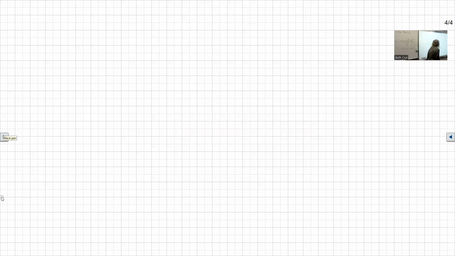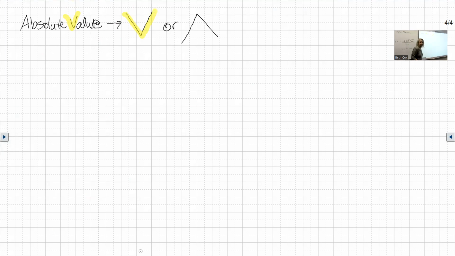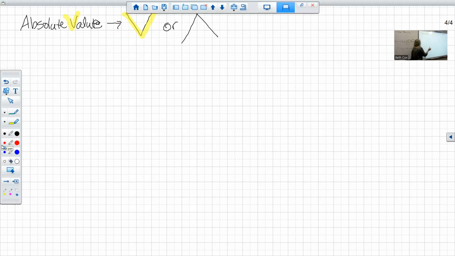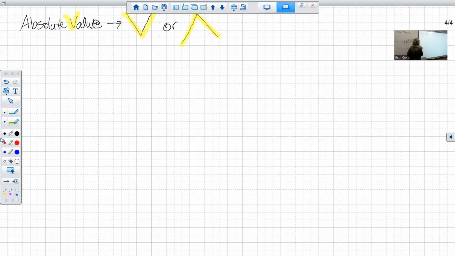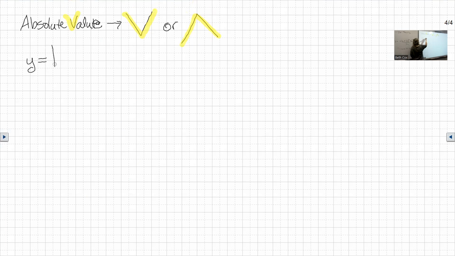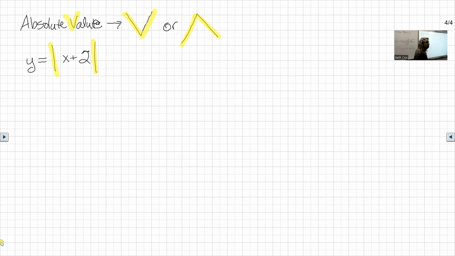All right, what else is this? Absolute value. Absolute value is a V. And it can be up, down, but it's a V. So when you do graph an absolute value, make sure you have a V. Make sure your picture is a V. So what does it look like? You might not have seen absolute value. There you go. This is the absolute value symbols.